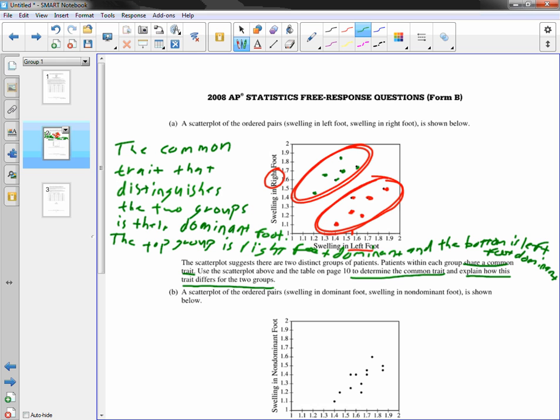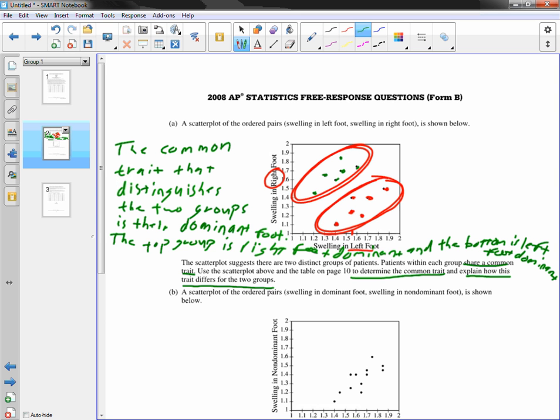Okay, and so what they were really looking for in this one was for you to say that the groups were different based on their dominance, okay? So there was a group with left foot dominant people and right foot dominant people.